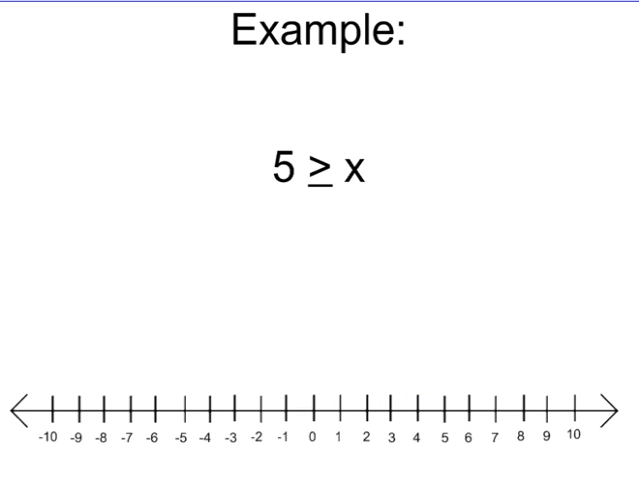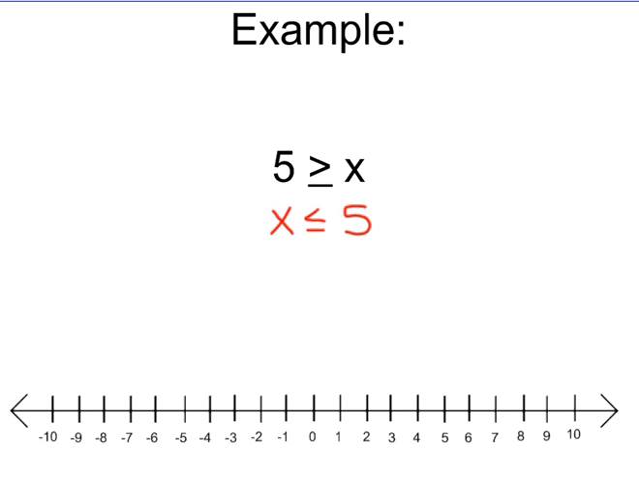Okay, next example, this time I have 5 is greater than or equal to x. So if 5 is bigger than x, then that means that x has to be less than or equal to 5. I like to put my variable first. It just helps me read things correctly using the right name for the symbol, and it helps me graph it so that I know which way my ray should go.